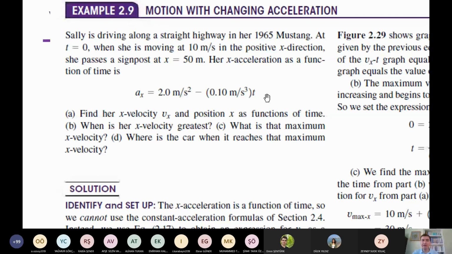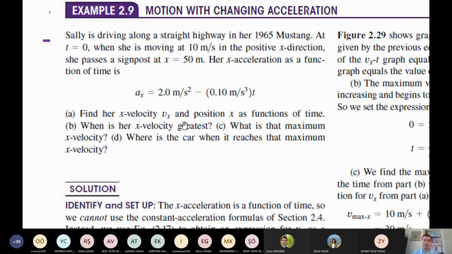So what is the question? Find her x velocity v_x and position as functions of time. Here we have acceleration as a function of time. The question is to get a relation for the velocity as a function of time and a relation for the position as a function of time. And the second part of the question: when is her x velocity greatest? The maximum velocity of Sally is asked.